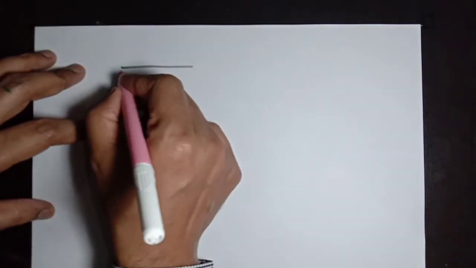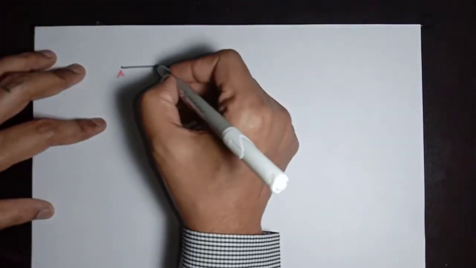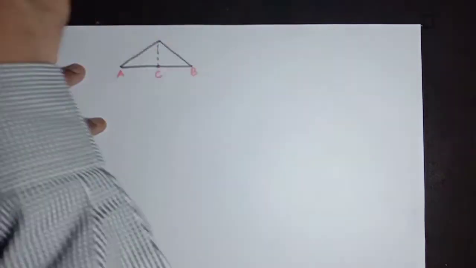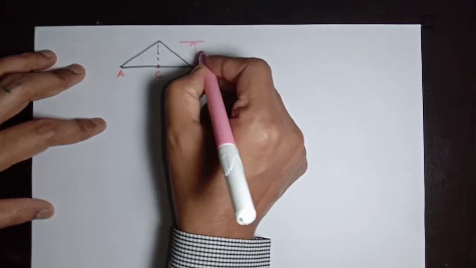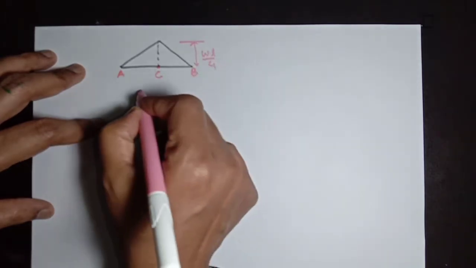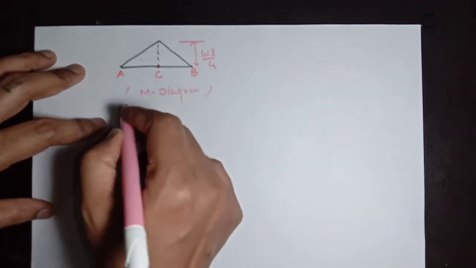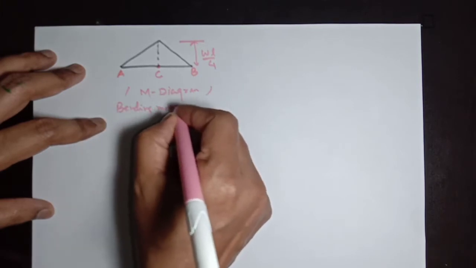This is the support end A, this is the support end B, and there is a point C which is the center of this beam, and the bending moment has this profile, and this value is calculated here, WL by 4, which is called the M diagram, or you can say the bending moment diagram.